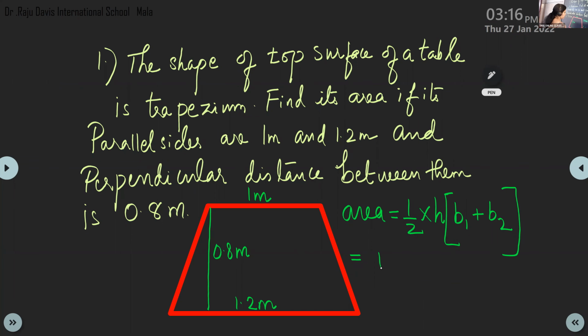That is equal to half into, what is height? 0.8 meter. So 0.8 into, what are the remaining sides? 1 plus 1.2 will come. Now add what is inside the bracket. Then multiply with what is outside and find out the answer.